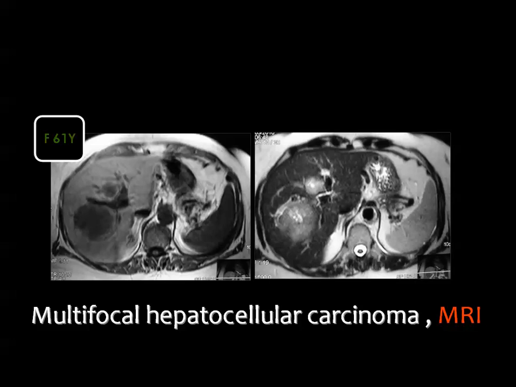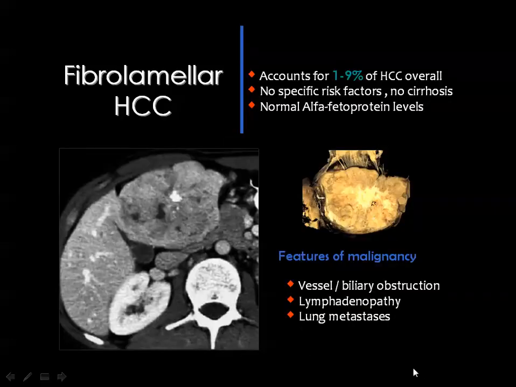Then you know there are 3 types of hepatocellular carcinoma: a single focus or multifocal or diffuse hepatocellular carcinoma. And this is an example of multifocal. You see 2 lesions in the liver, low signal in the T1 and high signal in the T2 weighted image.